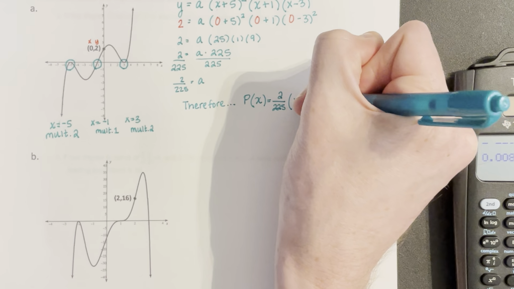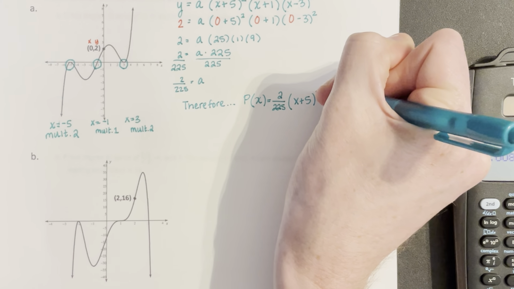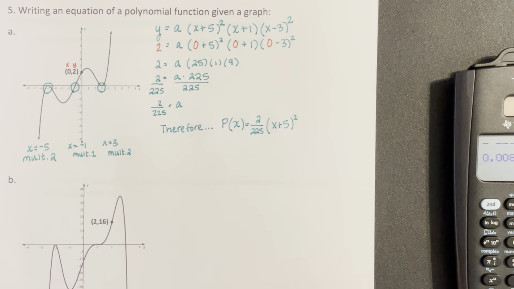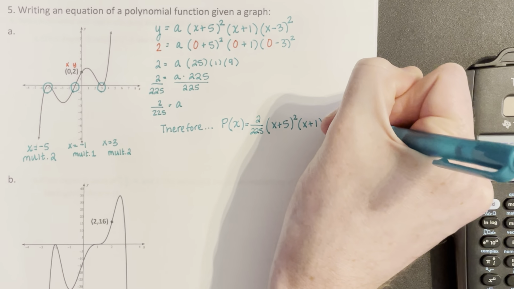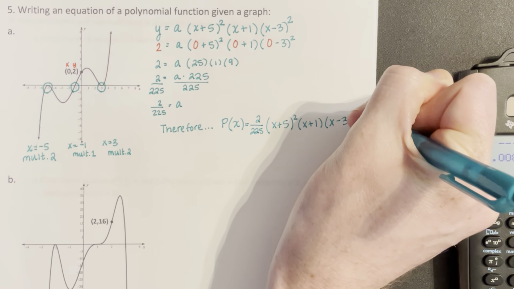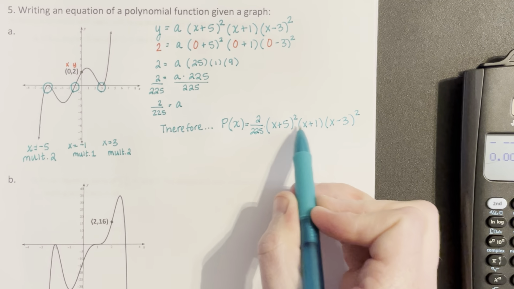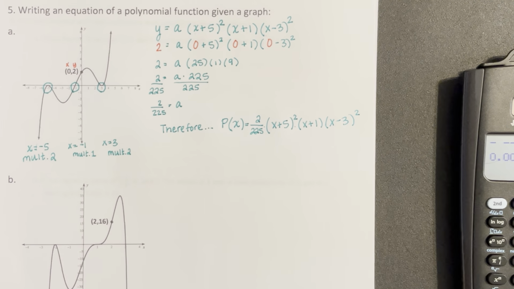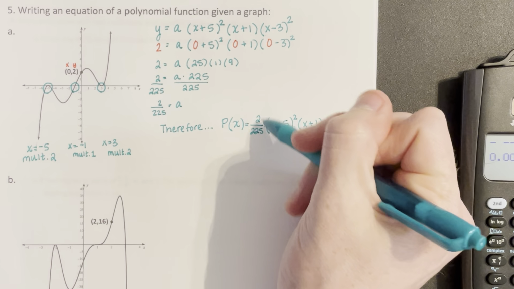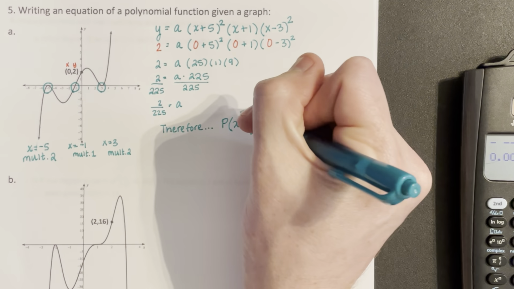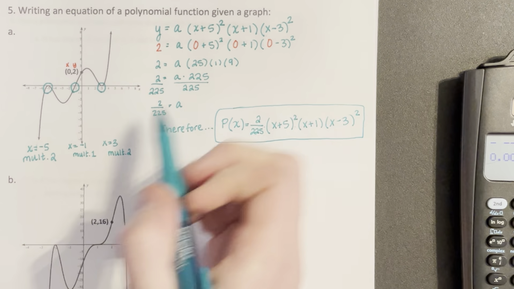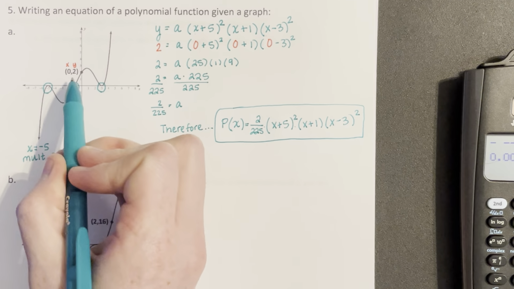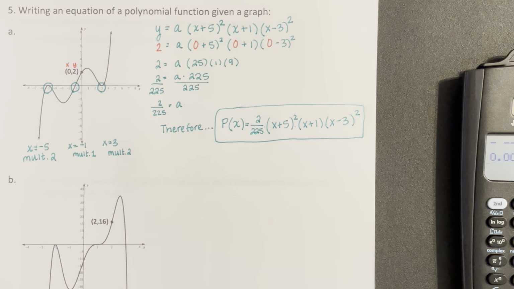Now times x plus 5 squared, x plus 1, and x minus 3 squared. All those factors are multiplied to each other. But we filled in what that specific a value would be. Now this is the only function that could possibly go through those zeros and hit that point 0, 2.